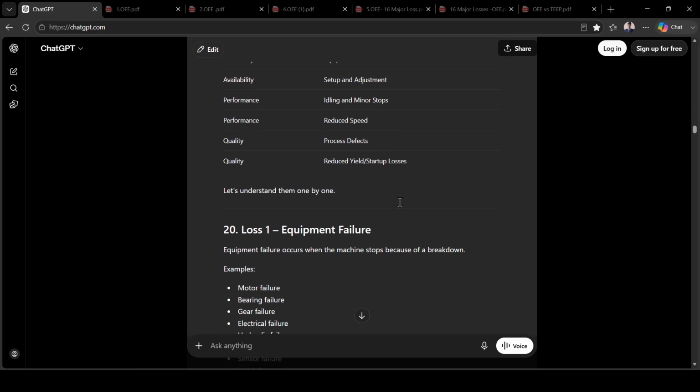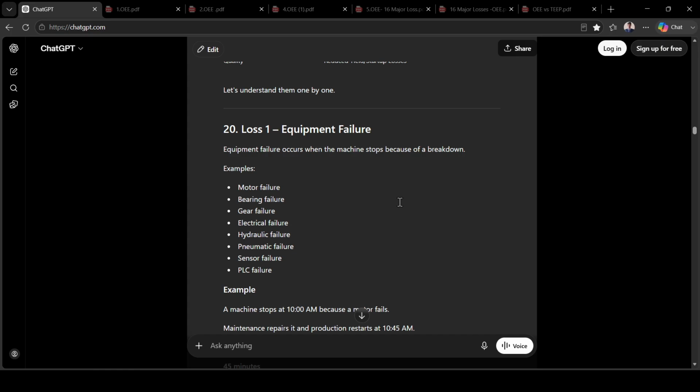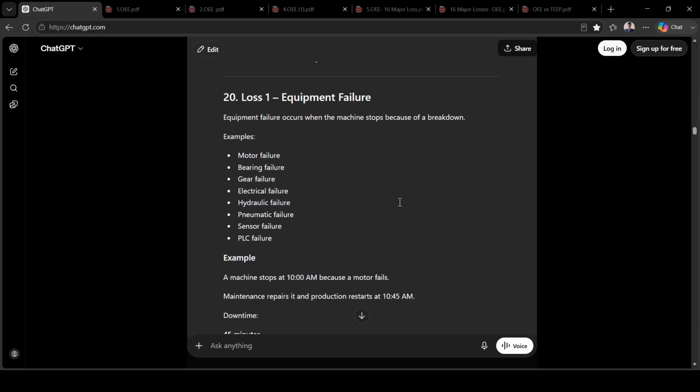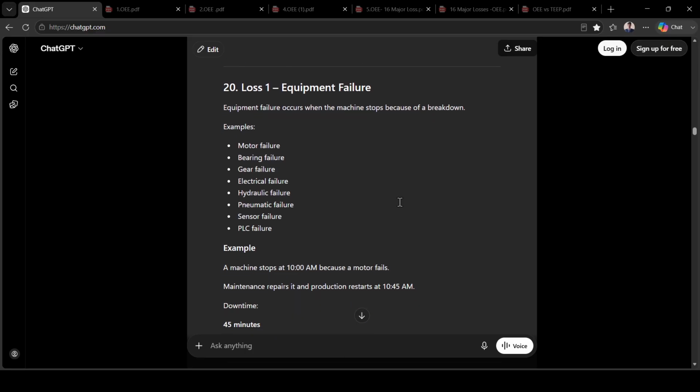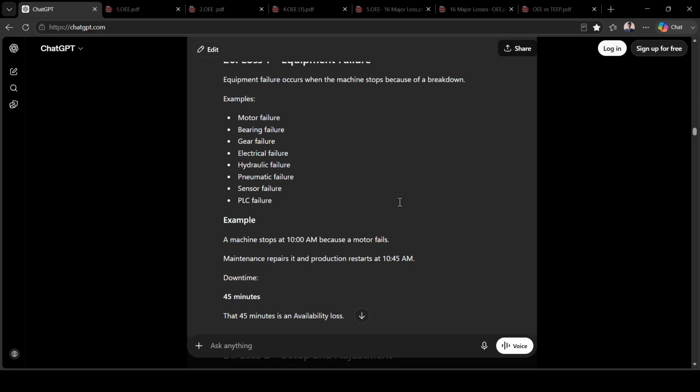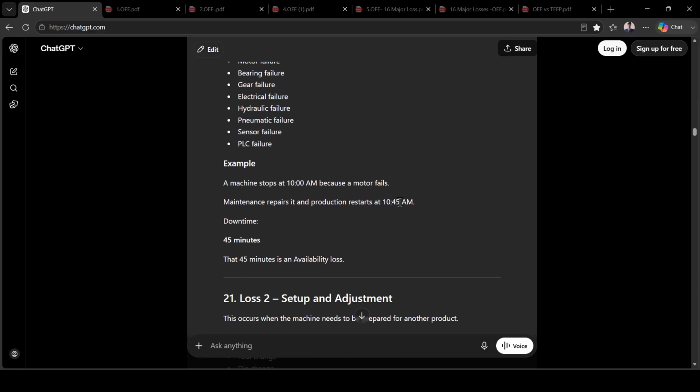First, loss one is equipment failure. Equipment failure occurs when the machine stops because of a breakdown. Examples: motor failure, bearing failure, gear failure, electrical failure, hydraulic failure, pneumatic failure, PLC failure. For example, a machine stops at 10 a.m. because the motor fails. Maintenance repairs it and production restarts at 10:45 a.m. So downtime equals 45 minutes, and those 45 minutes are an availability loss.